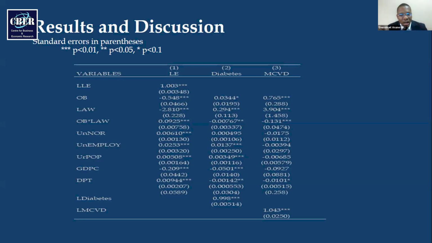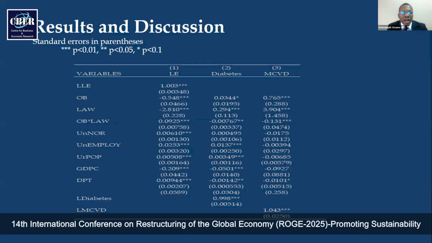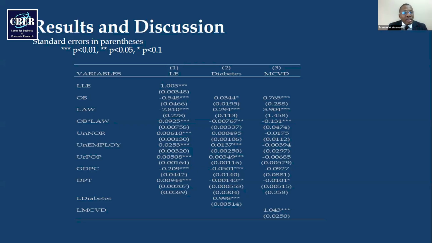And finally, on our last health outcome, a percentage increase in obesity rates also leads to a 0.77 percentage increase in death due to cardiovascular diseases. And this is not different from our a priori knowledge that once obesity increases, it reduces life expectancy. It also increases diabetes prevalence and also increases death due to cardiovascular diseases.